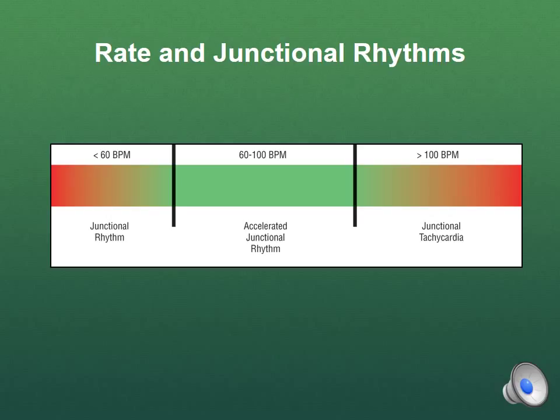Usually we consider 40 to 60. That's about the general going rate for the AV junction or rhythms that arise from there. Anything slower than that, we need to be considering something else, a different rhythm as the cause. An accelerated junctional rhythm is going to have the same distinguishing characteristics, except our rate is going to be from 60 to 100 beats a minute, and anything faster than that is going to be junctional tachycardia.